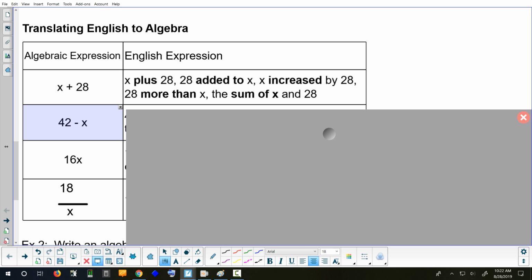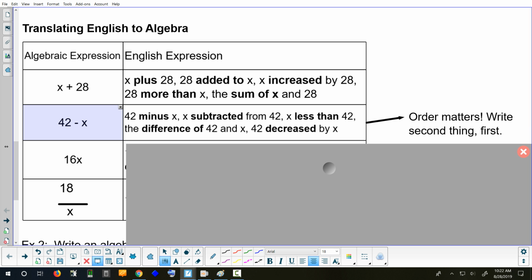How about this next one? What's a way you can say that one? Yeah? Minus. Minus, yep, that's one way. Decrease. Decreased by, that's kind of the opposite of all the ones up above. Yep. Less than. Less than, yep. All these different ways. Minus, subtracted, we didn't say that one, I don't think.